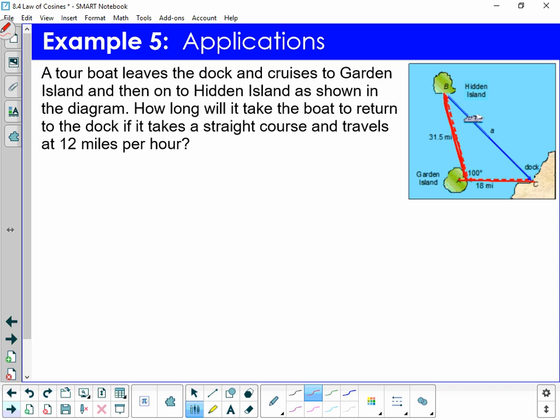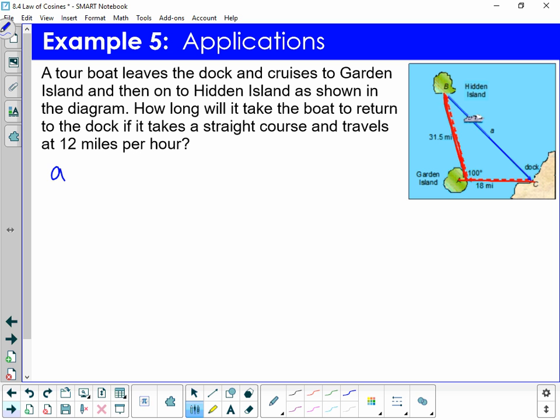And we need to figure out how long it's going to take to get back to the dock if it's traveling at 12 miles per hour. So since we know its speed, we need to know that distance A, and once we know that distance A back to the dock, we'll be able to divide by that 12 miles per hour to find the time.